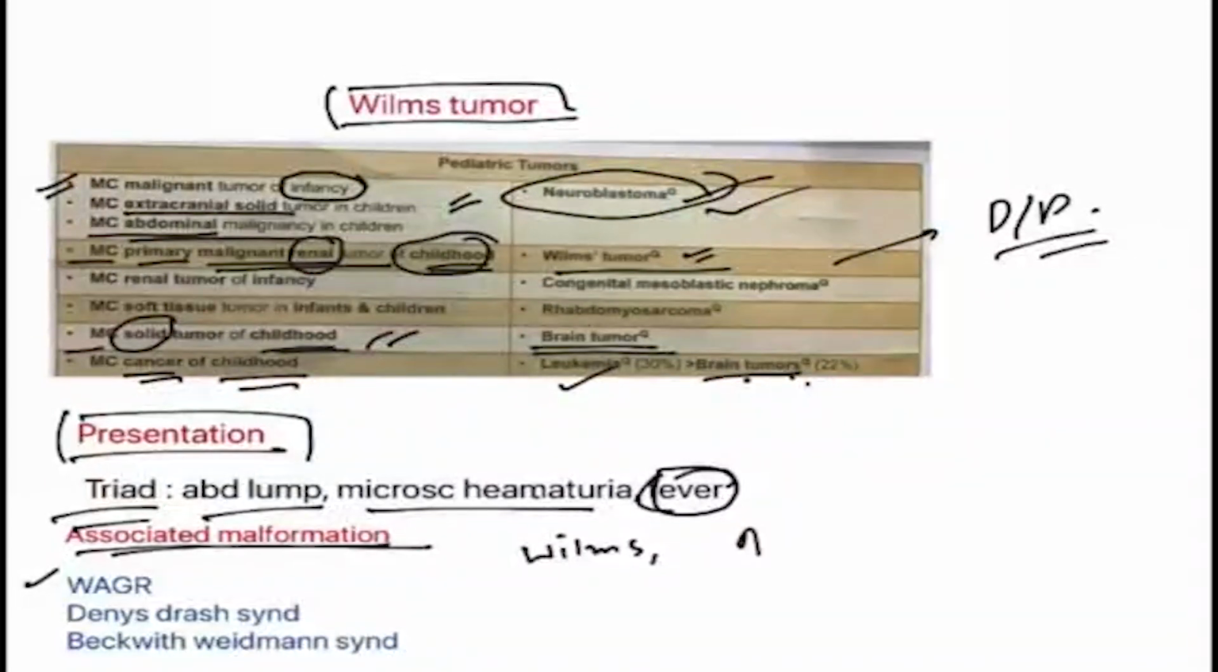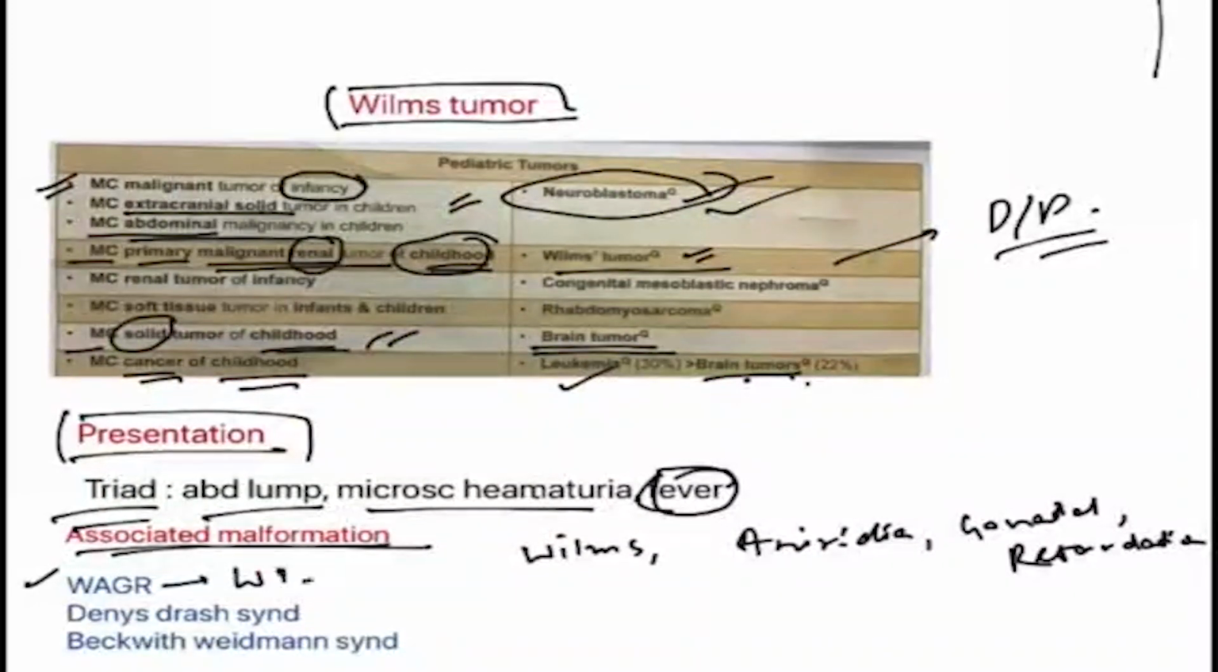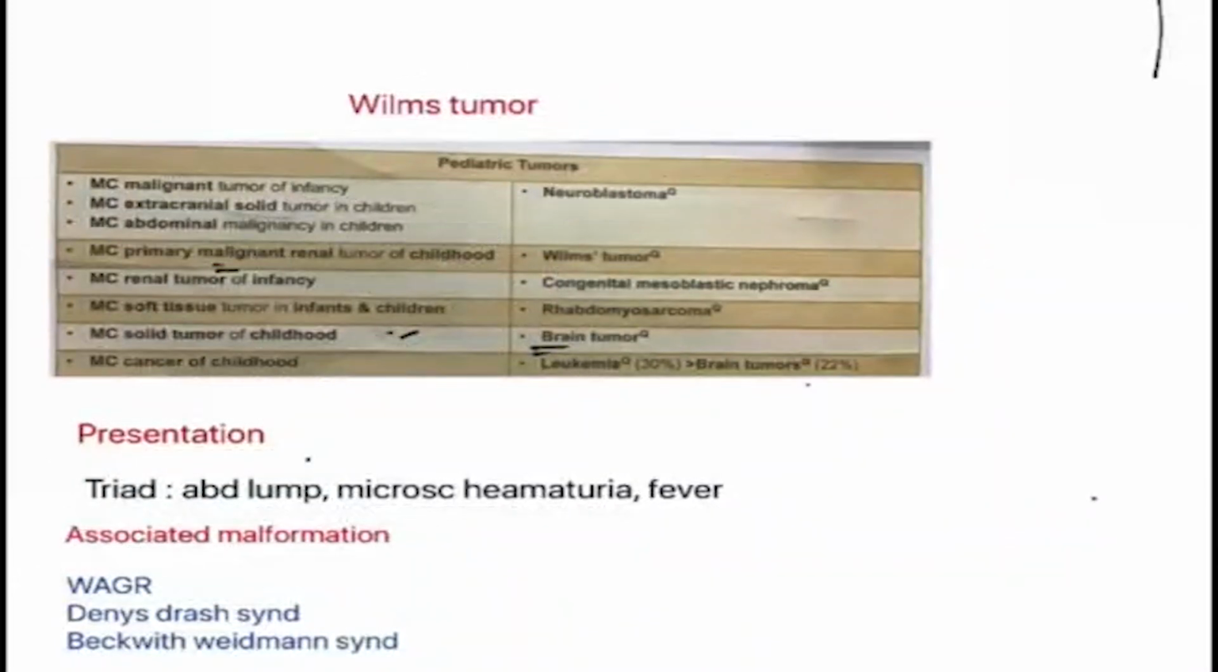There are many associated malformations, that is WAGR. WAGR stands for Wilms, aniridia, gonadal defects, and mental retardation. WAGR syndrome is due to WT1 gene mutation at chromosome 13.